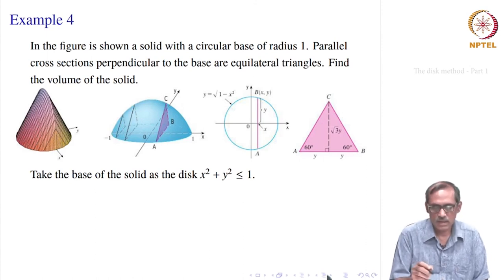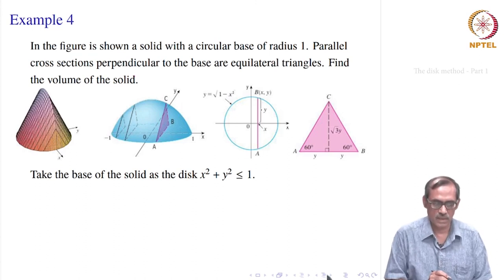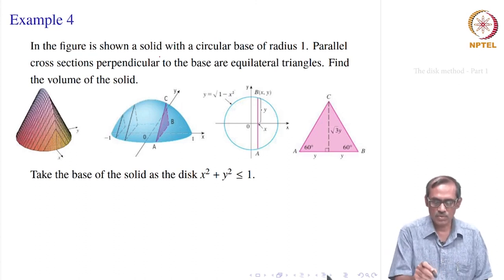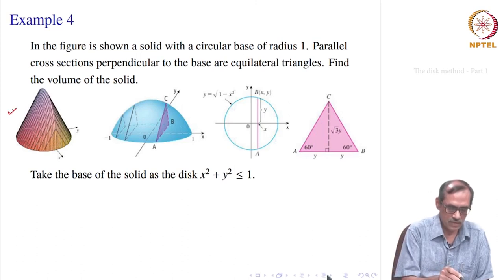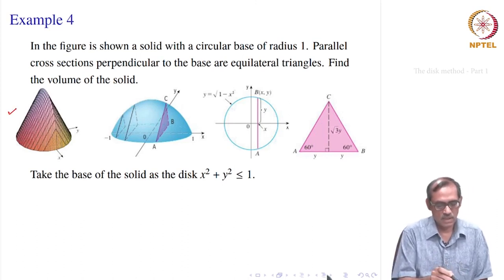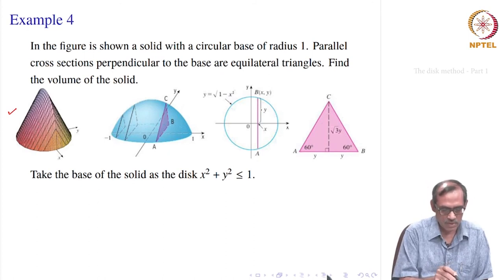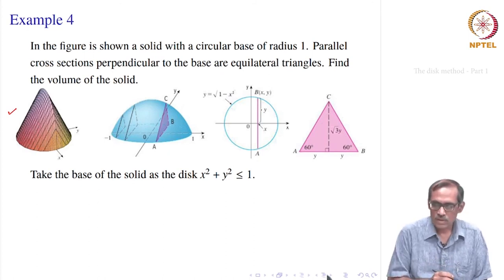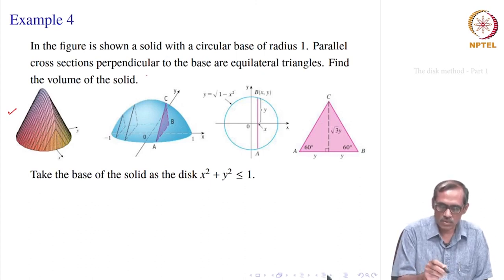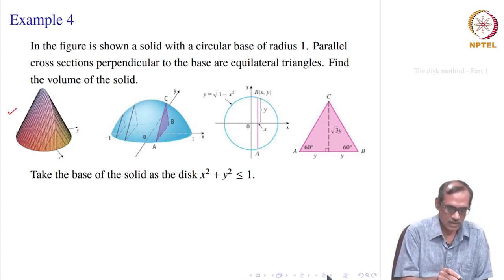Here, it is so complicated now, but let us read slowly what happens here. In the figure is shown a solid with a circular base of radius 1. So, look at the first picture, which is multicolor, brown, red and slight blue. That says it has a circular base of radius 1. So, here is the base, it is a circle of radius 1.